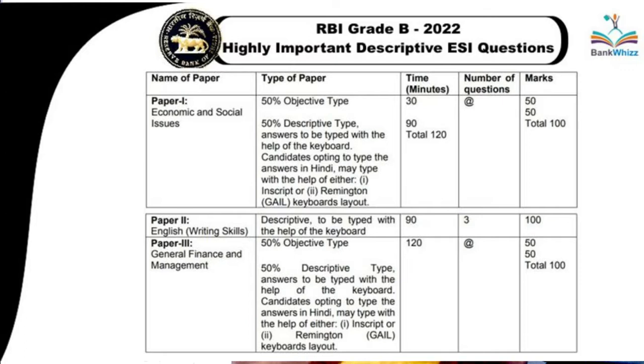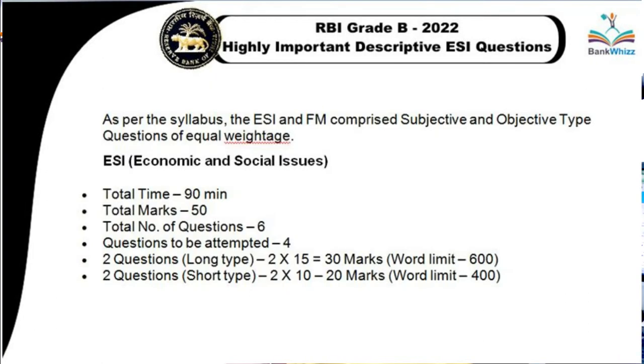The descriptive ESI paper will be of 50 marks. There will be 2 types of questions, long type and short type questions. Both types will comprise 3 questions each, and you need to attempt only 2 of them. The long type questions are to be attempted in 600 words, while the short type questions in 400 words. You will have 90 minutes to complete the paper.